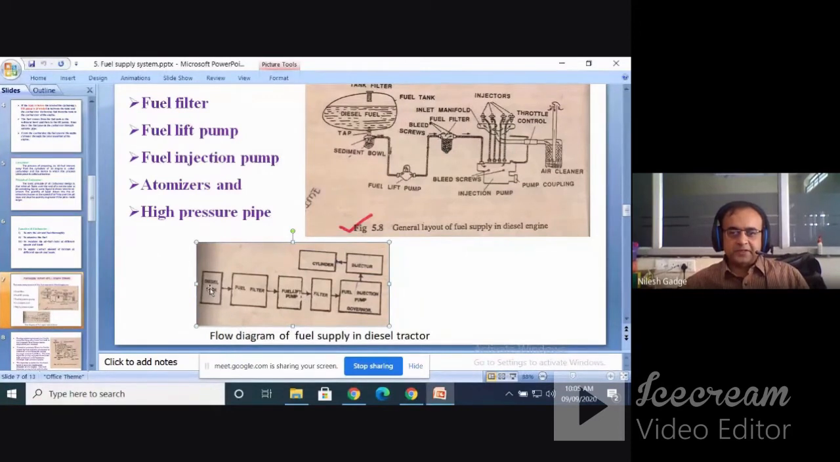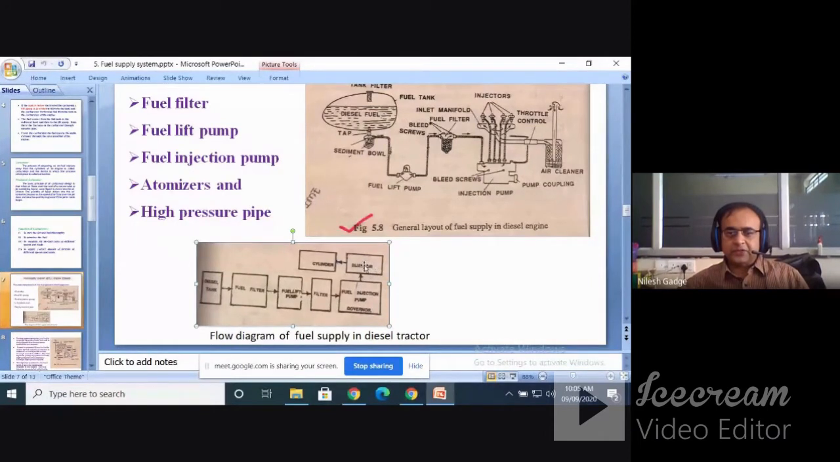Diesel tank is there, fuel filter is there. This is the fuel lift pump. This is again the secondary fuel filter. Here also a fuel filter is there, the primary fuel filter. This is the secondary fuel filter. In between, the fuel lift pump is there. Then the fuel injection pump, and then this is the injector.